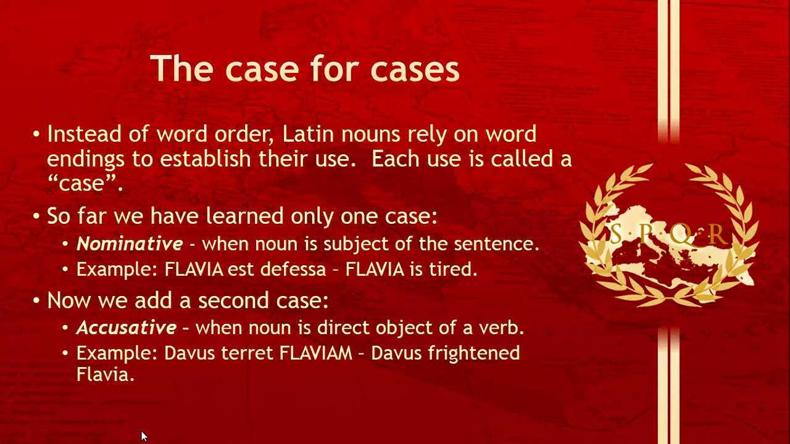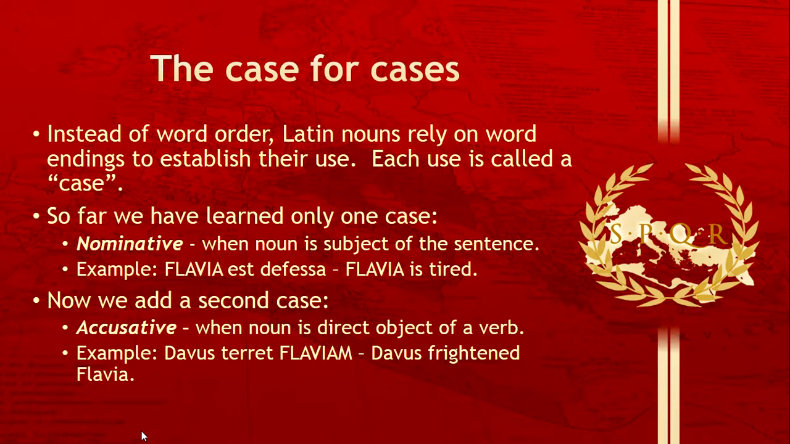As I mentioned, instead of word order, Latin nouns rely on word endings to establish their use. Each use is called a case. Now, so far in Latin 1, we've only studied one case, the nominative case, when a noun is used as the subject of a sentence. For example, Flavia est defesa. Flavia is tired. In that particular situation, Flavia is in the nominative case. She is the subject of the sentence.